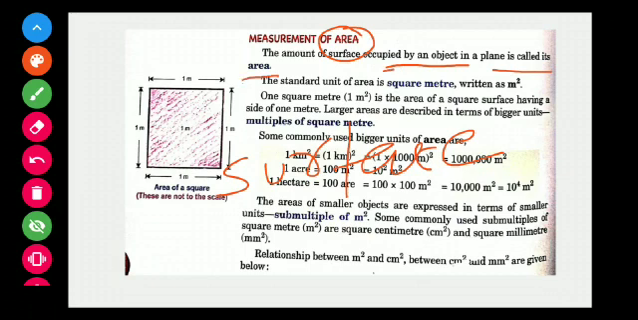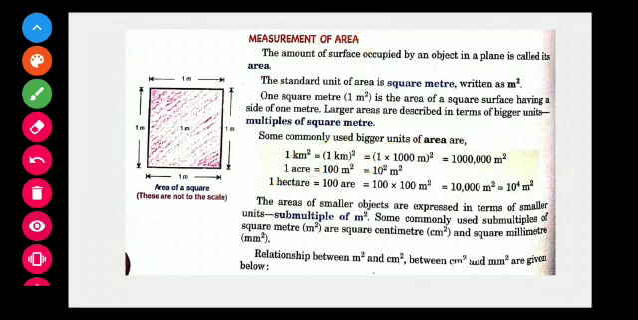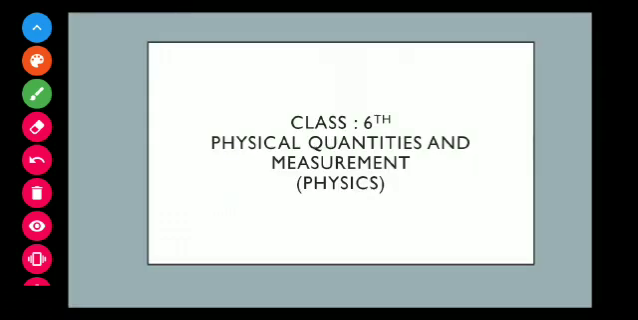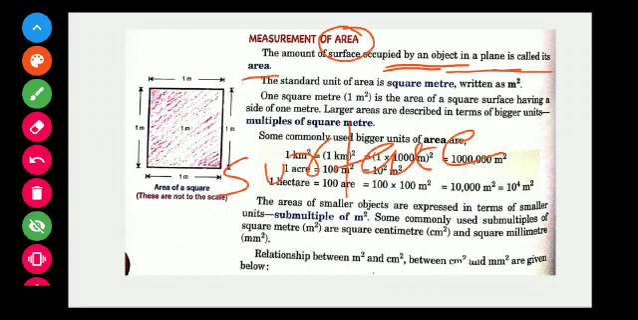Area is the amount of surface occupied by an object in a plane. And what is the SI unit of area? The standard unit of area is meter square.